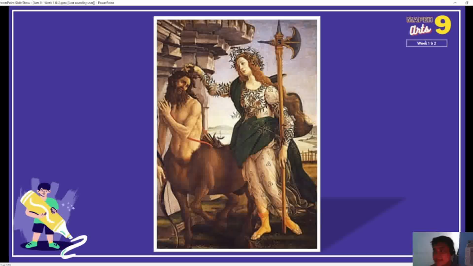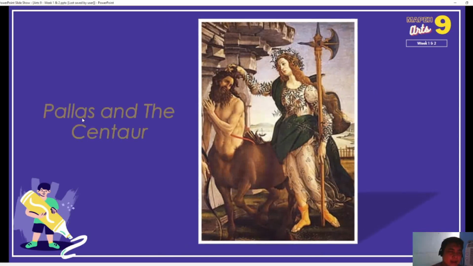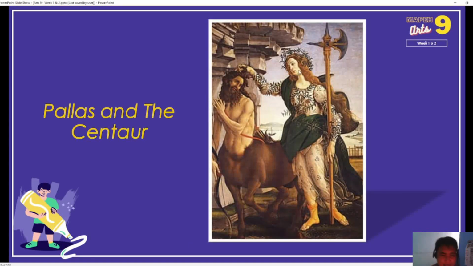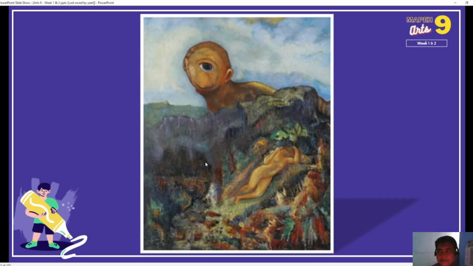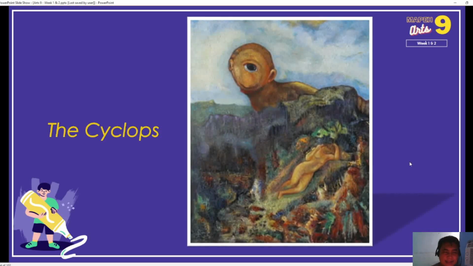Here is a painting from the Greek paintings. So we have here Pallas and the Centaur. Look at the details. Also known as Aphrodite, the goddess of beauty, together with the Centaur. Half human, half beast. Next, this one is a very famous Greek mythological creature, the one-eyed giant. So this one is called the Cyclops.